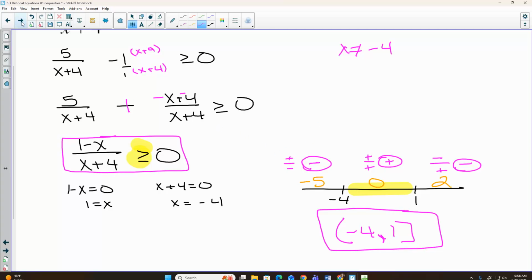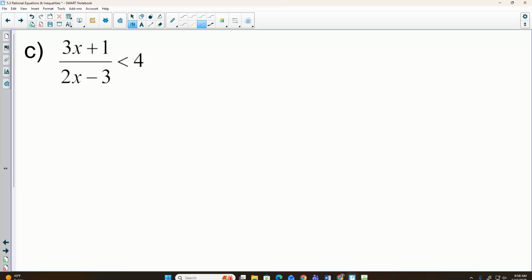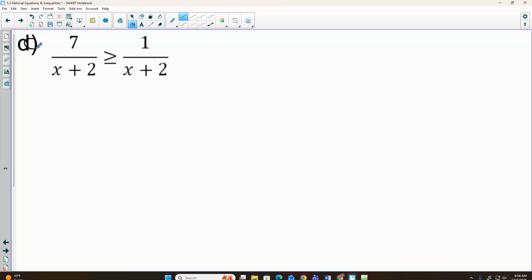Let's try another one. Actually, I'm going to skip this one. I'm going to do them out of order. We're doing this one first. And I'll go back to my other one.